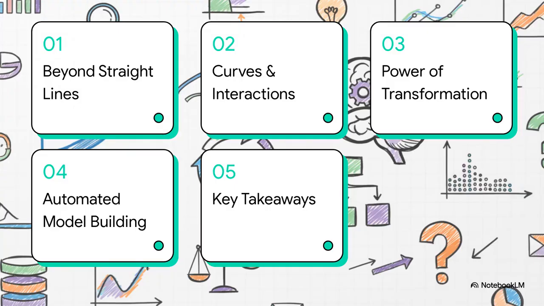All right, here's our game plan. First, we're going to talk about why straight lines just don't always cut it. Then we'll get into the fun part, modeling curves and interactions. After that, I'll show you a super powerful technique called data transformation. And finally, we'll look at how to get the computer to help us pick the best variables for our model. Sound good? Let's do it.